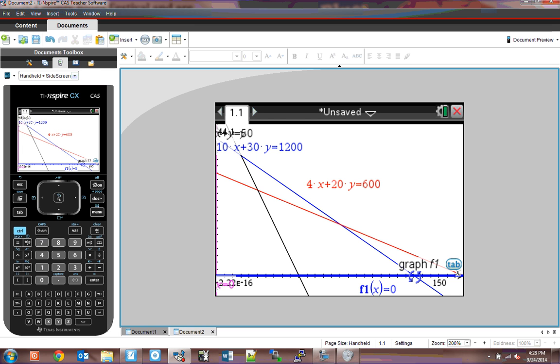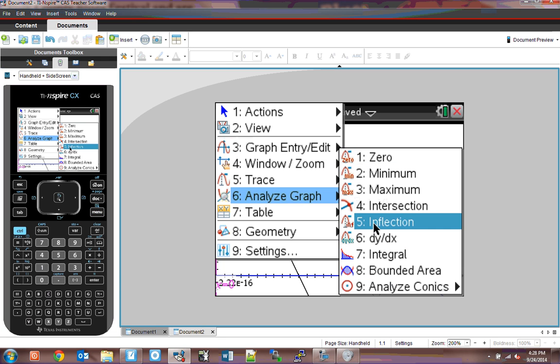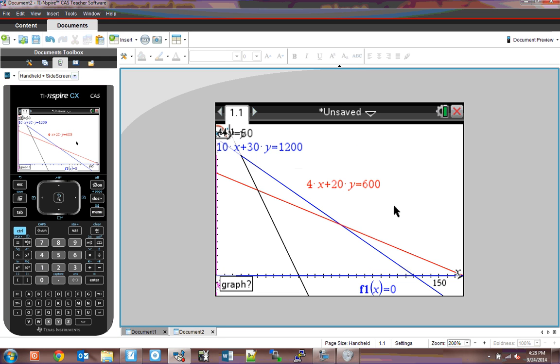And then what we need to do is test those values in our objective function, or our objective equation. So here's how we do that. Go to Menu, Analyze Graph, Intersection, then it says Graph with the question mark, pick this graph, then it says Lower Bound. Basically, you just go to the left of it. Upper bound, go to the right of it, and it'll give us the intersection. So that intersection is 25, 25.